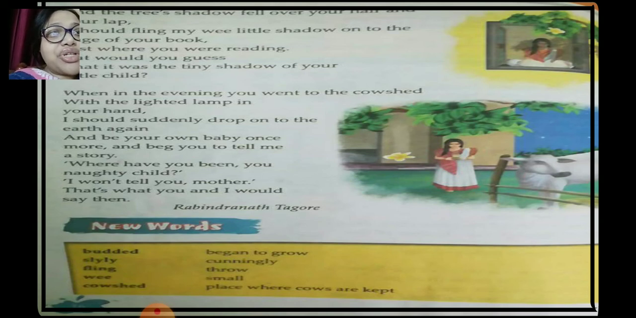When in the evening you went to the cowshed, where the cows are kept in every domestic house. Previously, they used to have cows as domestic animals. And so, in the evening, when you went to the cowshed with the lighted lamp in your hand, I should certainly drop on the earth again. So during the evening, when the mother goes with the earthen lamp into the cowshed, the little boy will fall down from the branch of the tree and change himself into his own real little boy image. He will bring himself back to life again from being a flower and be your own baby once more.